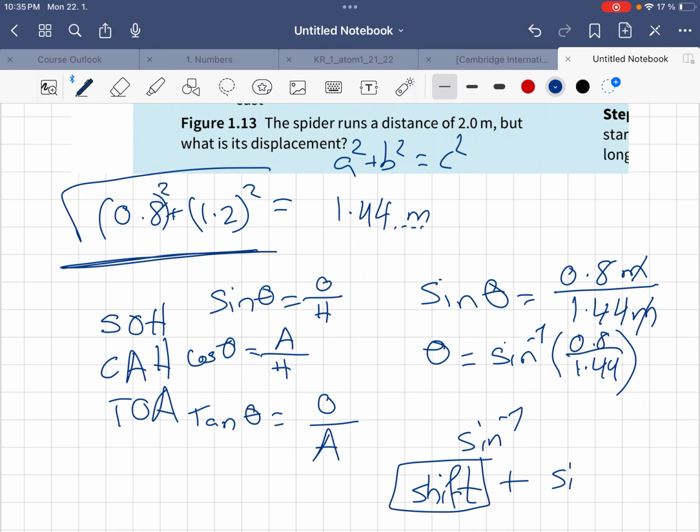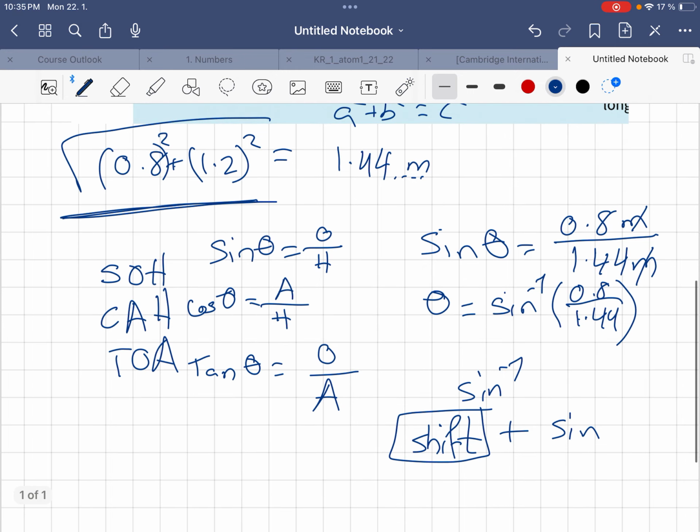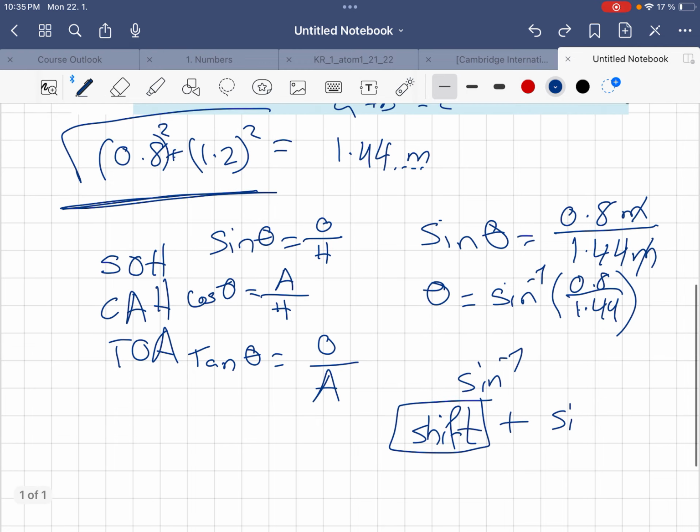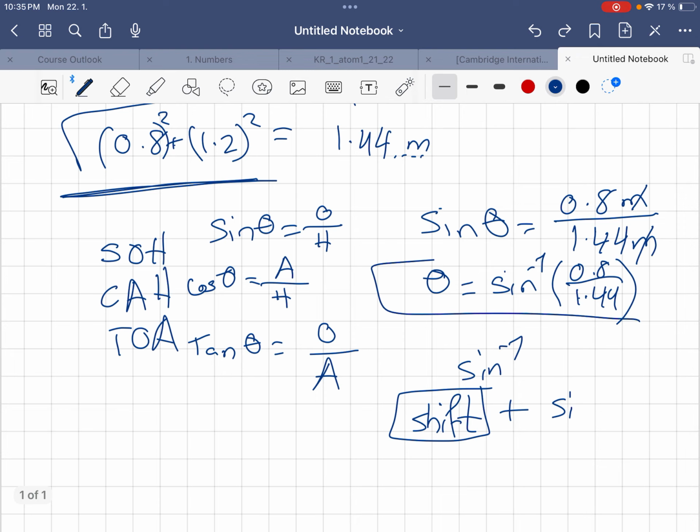plus sine, and you will get sine to the power minus 1. Or this is not actually sine to the power minus 1, even though it looks like it. Actually, what it means is inverse of sine. So if you put this in your calculator, tell me what answer you get also.